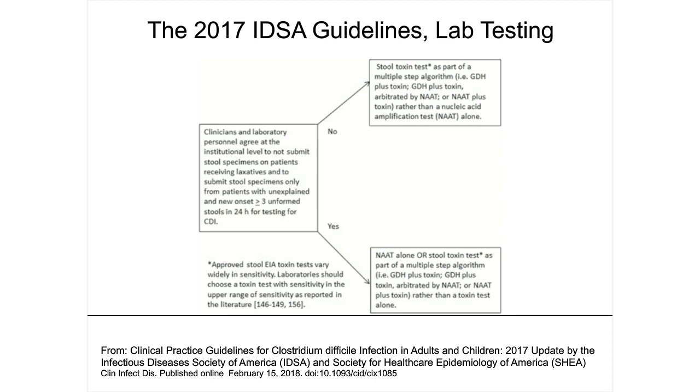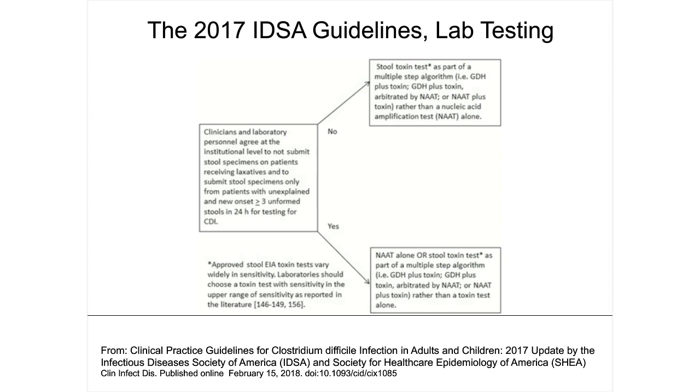is sufficient in both sensitivity and specificity. However, for many laboratories, the guidelines acknowledge that this may not be possible, that the lab or the institution may not have the ability or the political capital to restrict testing on patients who have been on laxatives or patients who have had fewer than 3 unformed stools. In those cases, the recommendation is that you would perform either a stool toxin test as a part of a multi-step algorithm or a NAT test plus a toxin test as a combination together.